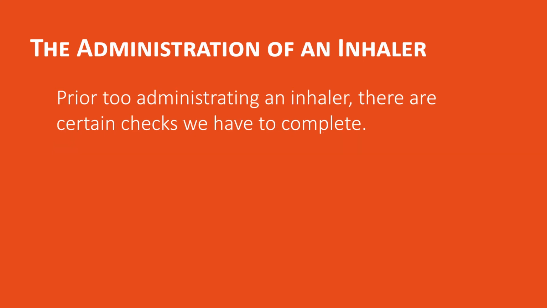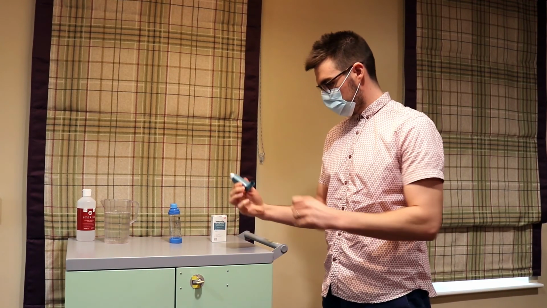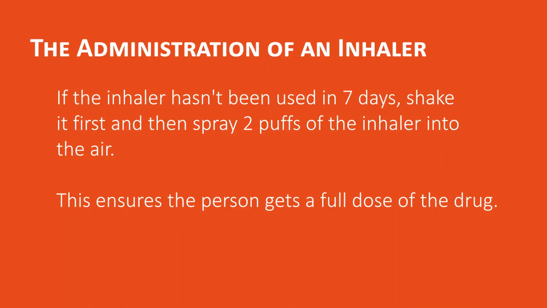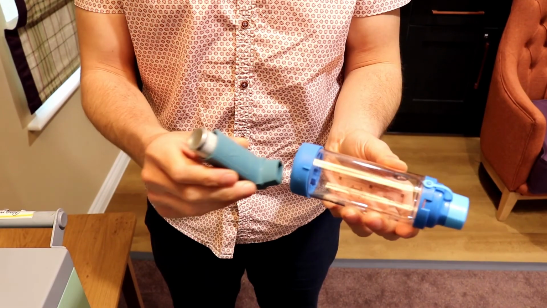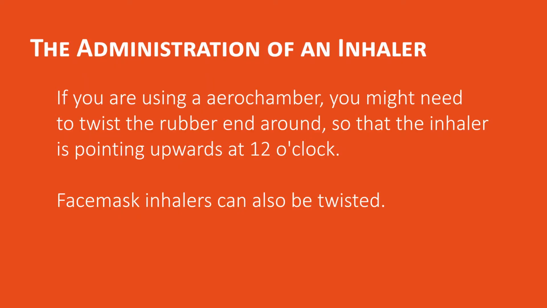Prior to administering inhaler, there are certain checks we have to complete. Firstly, remove the lid and check there are no foreign objects inside the mouthpiece. Secondly, test the inhaler. If the inhaler hasn't been used for 7 days, shake it first and then spray 2 puffs of the inhaler into the air. This ensures the person gets a full dose of the drug. Insert the inhaler into the spacer. If you are using an aero chamber, you might need to twist the rubber end around so that the inhaler is pointing upwards at 12 o'clock. Face mask inhalers can also be twisted.